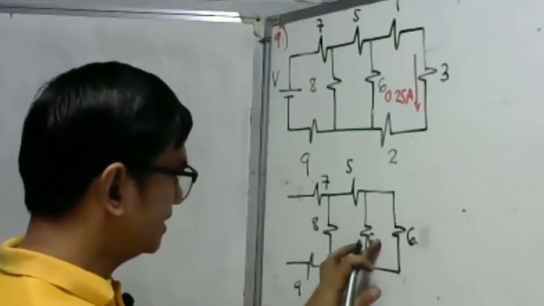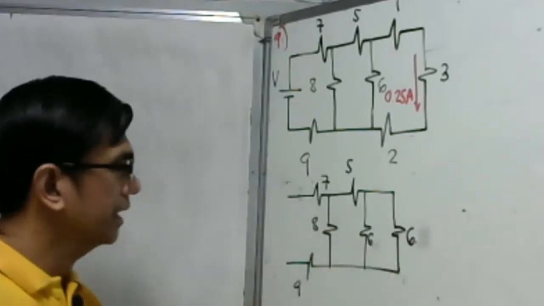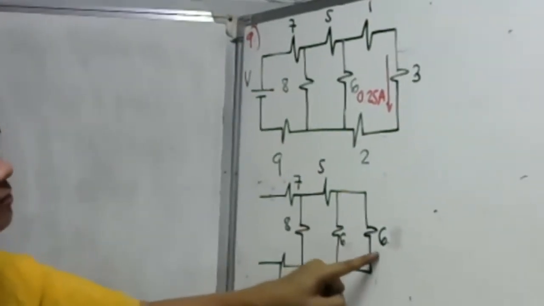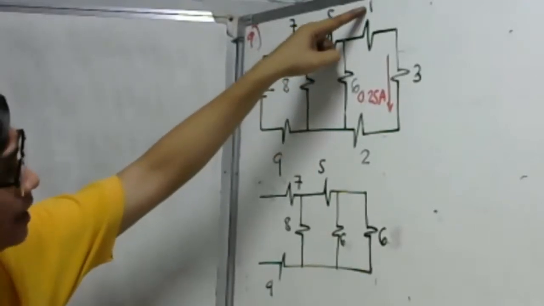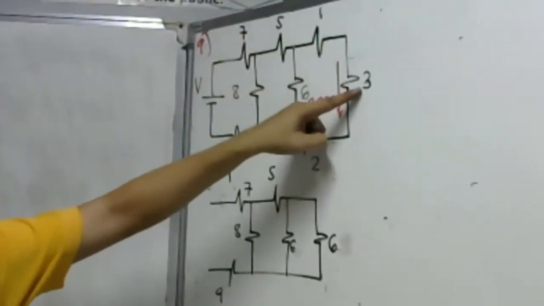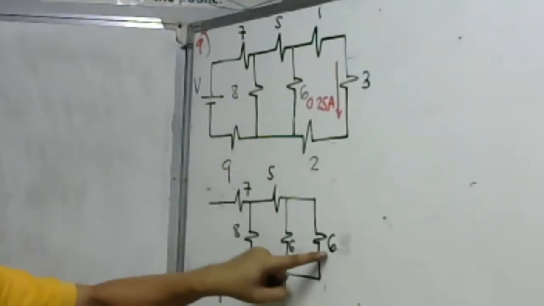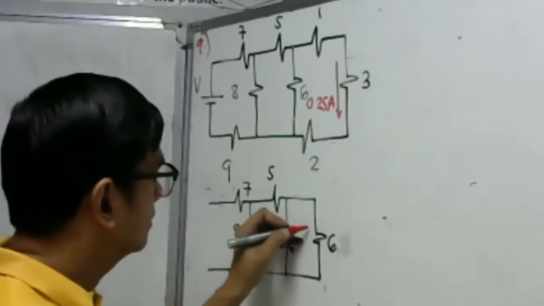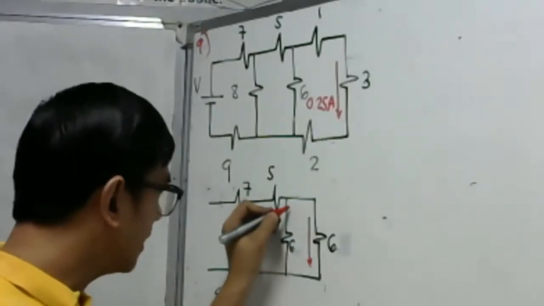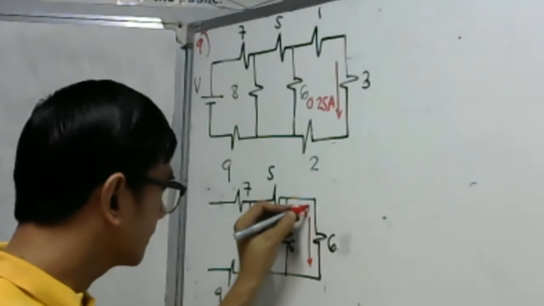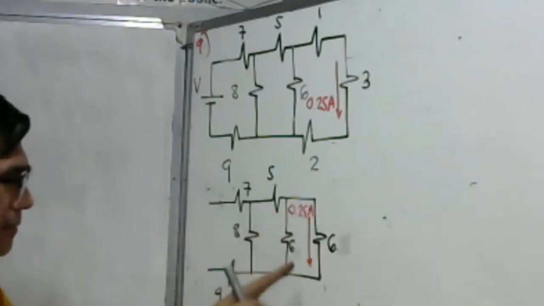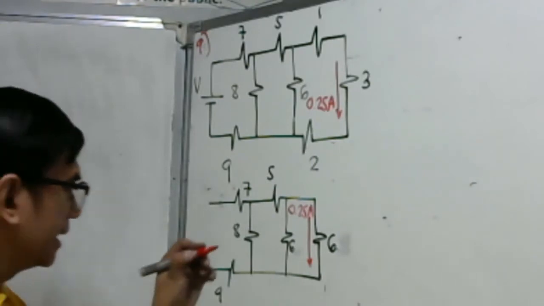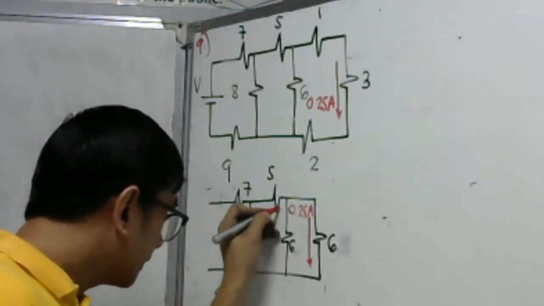This is 6 ohm, this is 6 ohm also. Again, where did I get this 6 ohm? Because of the series combination of 1 plus 3, that's 4, 5, 6. That is the 6 ohm. Still, this is the 0.25 ampere. Remember that. There will be a current flowing here.